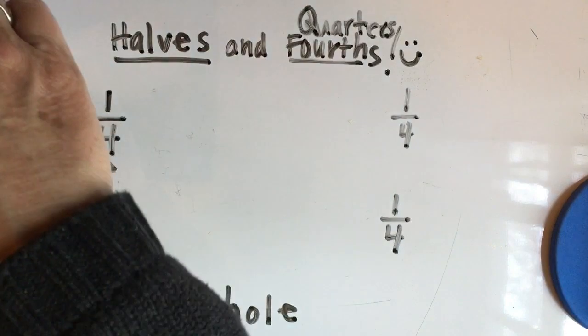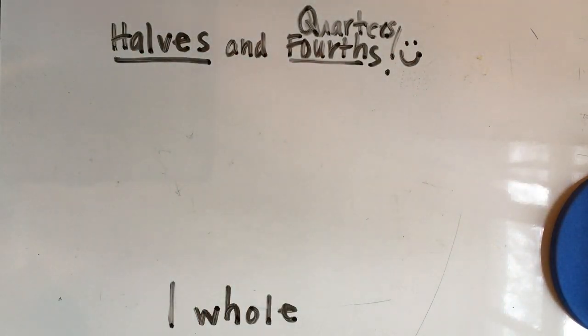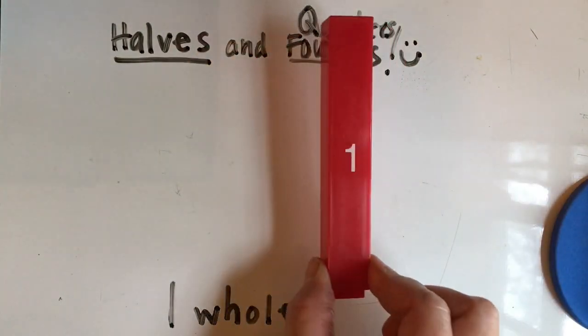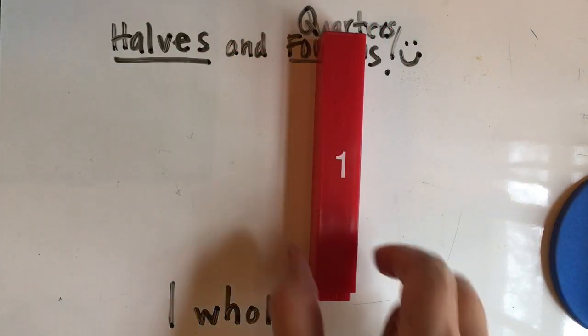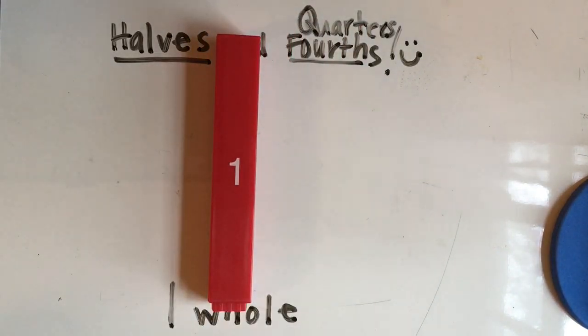I'm going to show you a different whole. Look at that. It's got a little number 1 written on it. That is 1 whole. It's a model of 1 whole. And now, watch this.